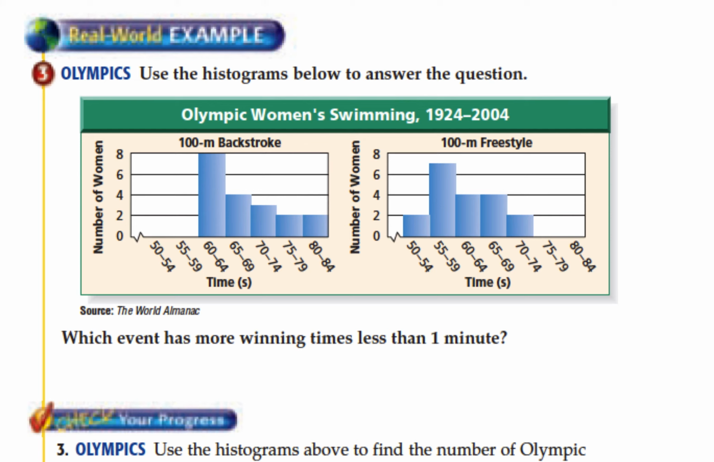Okay. All right, this is a little bit of a comparison one. Which event has more winning times less than a minute? All right. So the Olympic women's swimming, 1924 to 2004. We've got 100-meter freestyle and 100-meter backstroke. Now looking at these, which one has more or less than a minute? Well, backstroke has none less than a minute, and freestyle has what, 7 and 2, 9 less than a minute. So based on that, you could actually say that freestyle, they are able to swim faster than the backstroke.